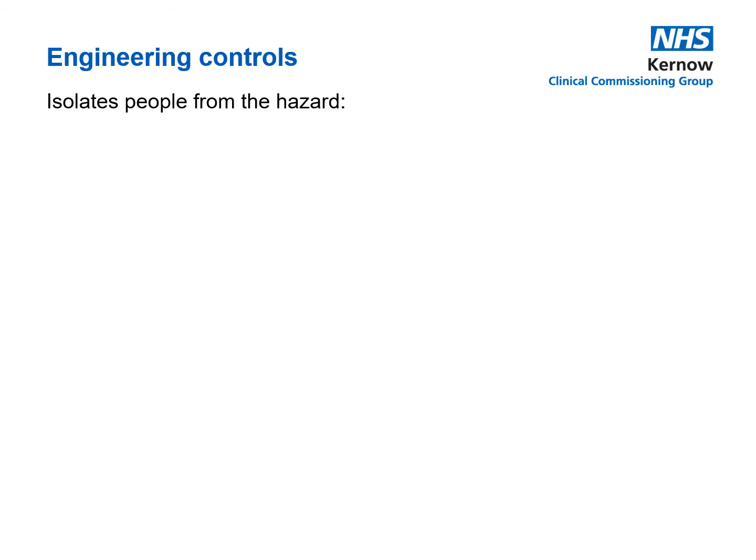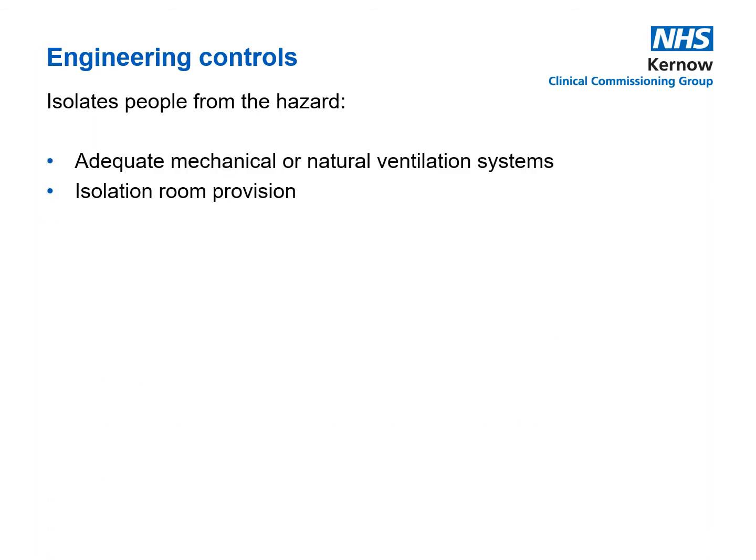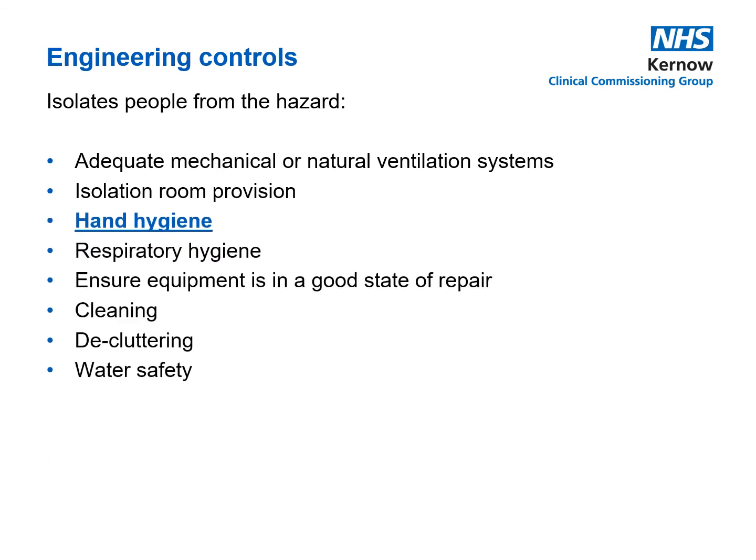Examples of engineering control measures which isolate people from hazards are isolation room provision, adequate mechanical or natural ventilation systems. Hand hygiene is an engineering control measure which isolates people from the hazard. Respiratory hygiene, so catch it, bin it, kill it, ensuring equipment is in a good state of repair so it doesn't have any rips or tears or anything like that. Cleaning, decluttering, and ensuring water safety, so thinking about little used outlet flushing.